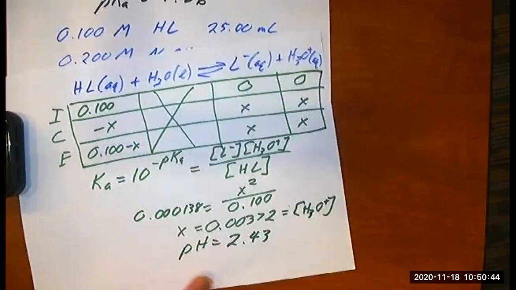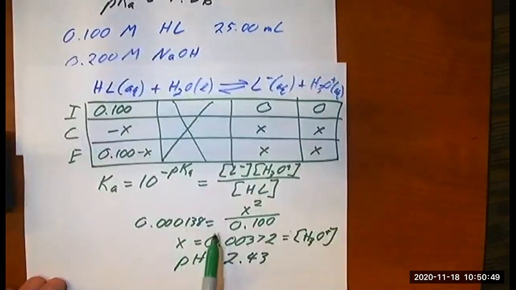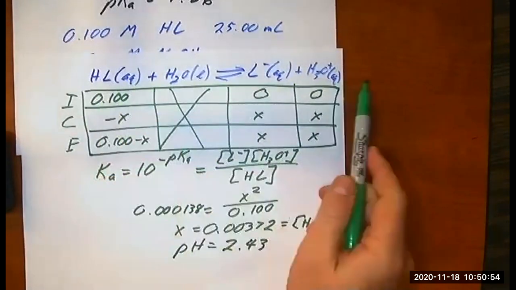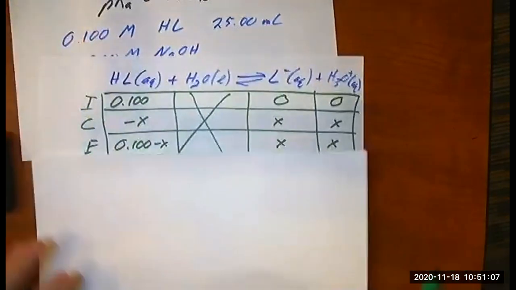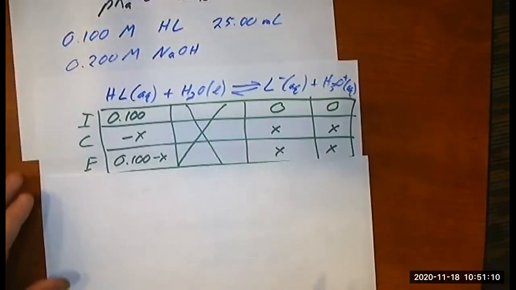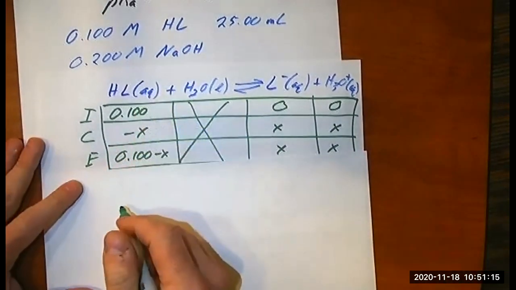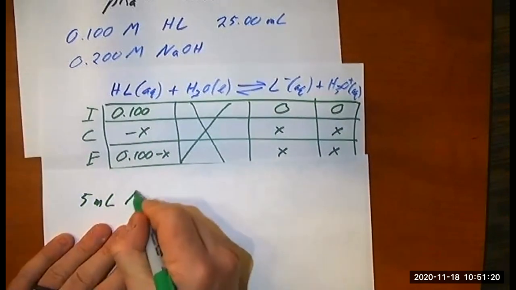Okay. So in the case before we have added any sodium hydroxide, all we do is the weak acid reaction as written. Any questions about that? Okay. So let's now move on to a case where we have added some sodium hydroxide. So let's say we add 5 milliliters of sodium hydroxide.